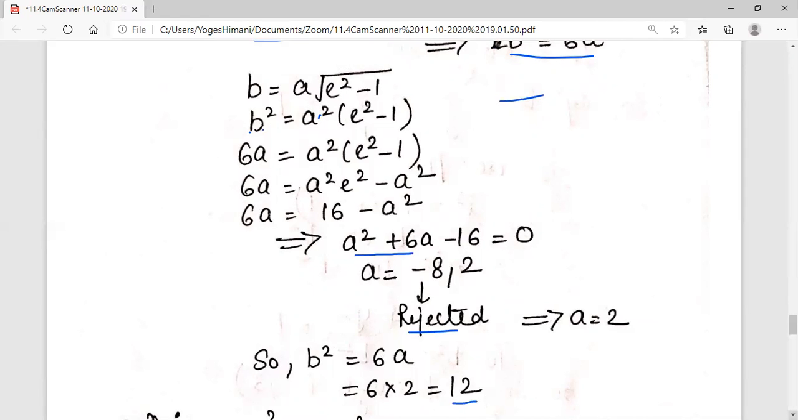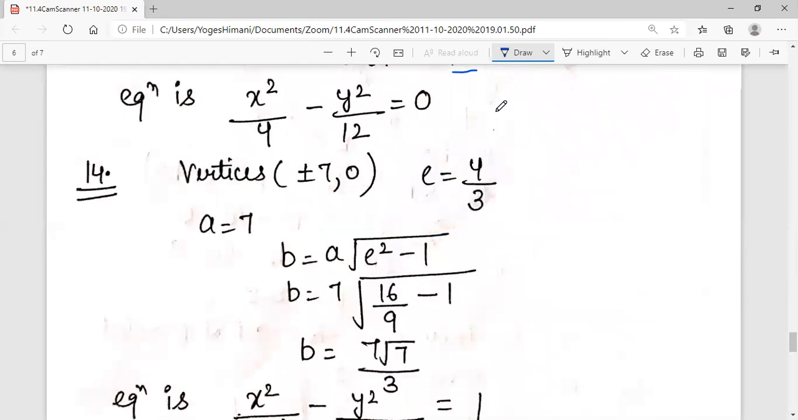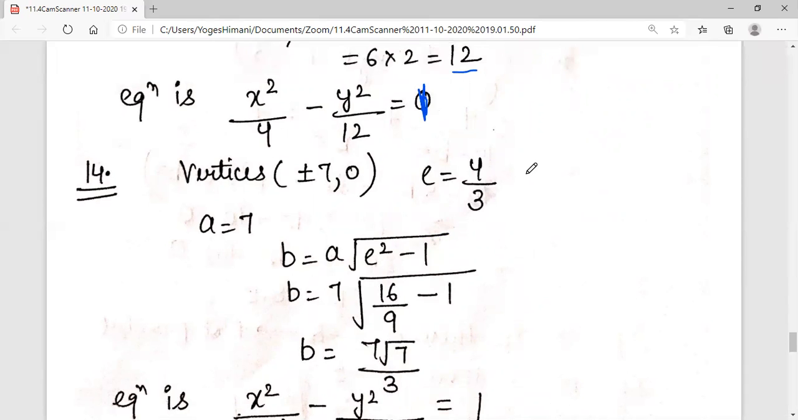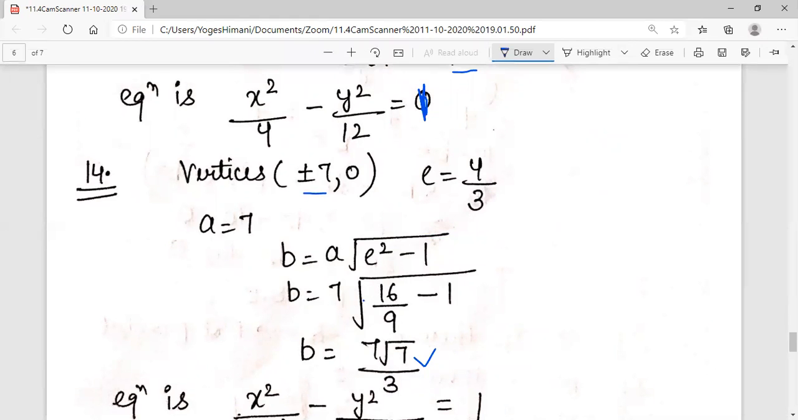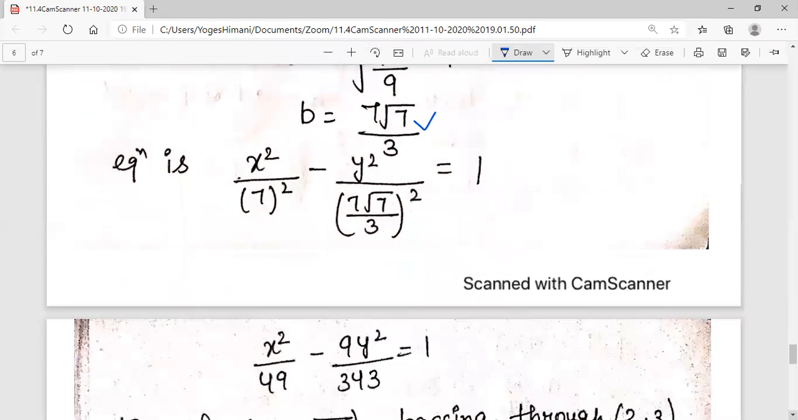Now what is the equation of hyperbola? x square by a square minus y square by b square is equal to 1. Here 1 will come, students, 1, because 1 is there in the equation. Now the next question is the same as question 13. What it says is the foci are plus minus 7 comma 0. Directly, it says that the a value is given, 7, and the eccentricity value is given. You can find b as a under root e square minus 1. a is 7, e square is 16 by 9. b came, a came. What is the equation of hyperbola? x square by a square minus y square by b square is equal to 1. You can solve it. You can open the square and you will get the answer.